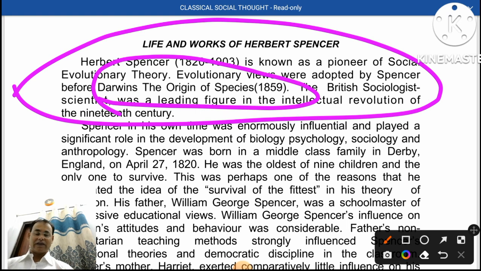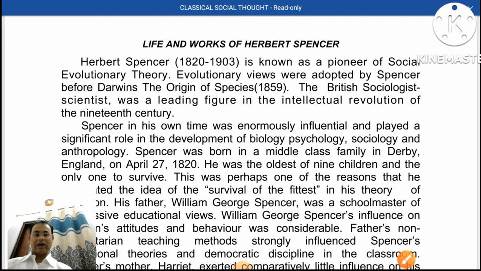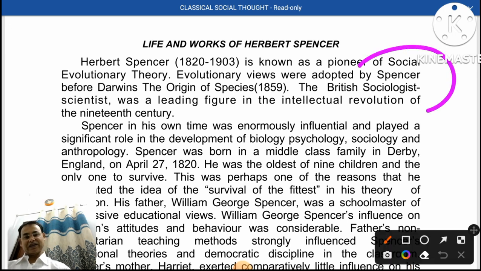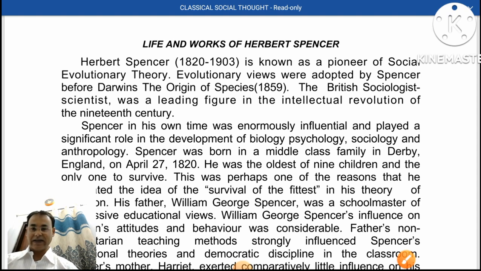The first evolutionary scientist on the earth is Darwin in biology. But in sociology, the first sociologist who explained society on the basis of evolution is Spencer. These are the differences. It is also asked in many examinations: father of social evolution is Herbert Spencer, and father of evolution in general is Darwin.